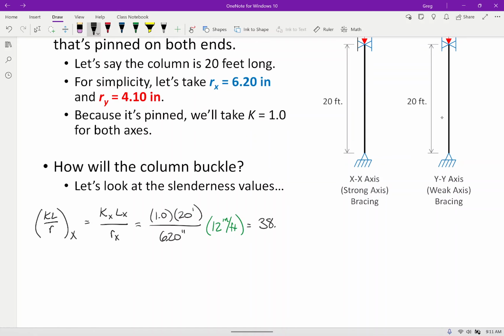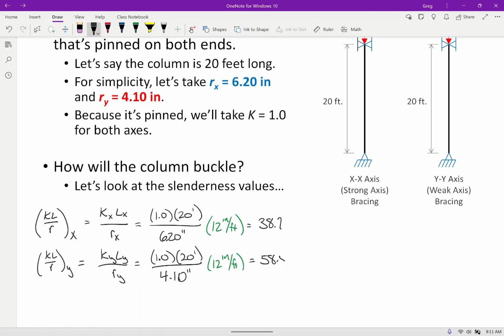So we'll call this 38.7 and then hold that. What's that? Second? Okay. So for the next one, we'll do KY, LY over RY, which is basically the same calculation, but now 4.10. And then that's 12 inches per foot. And what was this one again? 58.5. Okay. All right.